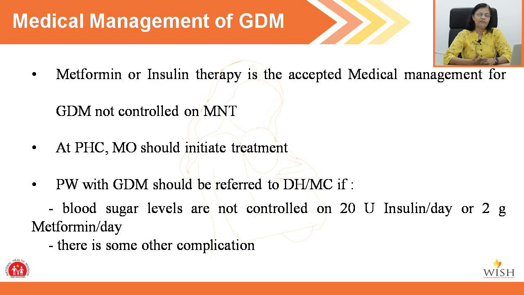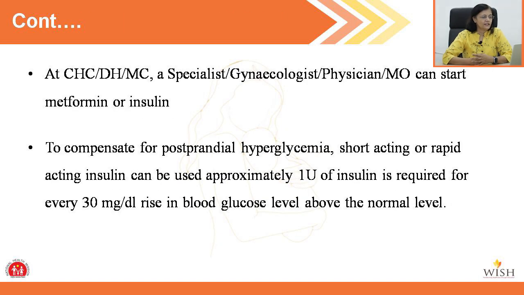But pregnant females whose blood glucose level is still on a higher side, or who are on insulin therapy and whose blood glucose is not under control, should be referred early to the district hospitals or to the medical college, so that it can be controlled adequately. At the district hospital or medical college level, there is a teamwork which involves specialists. There can be gynecologists, physicians, medical officers. They can start the treatment, which can include metformin or insulin, or a combination of metformin and insulin.